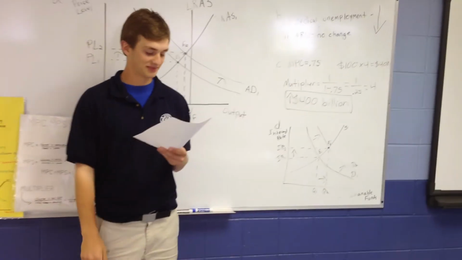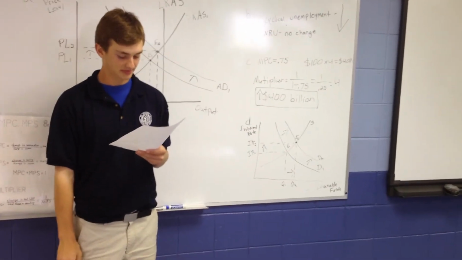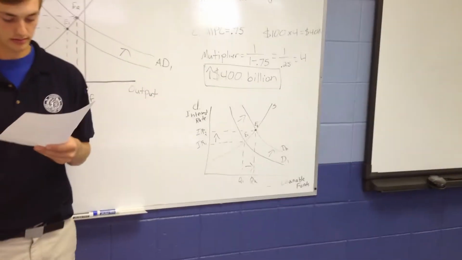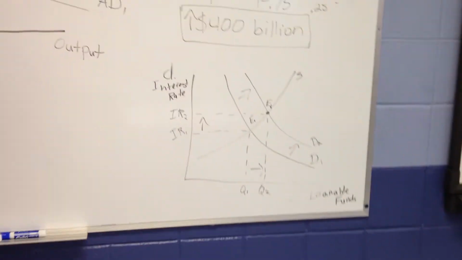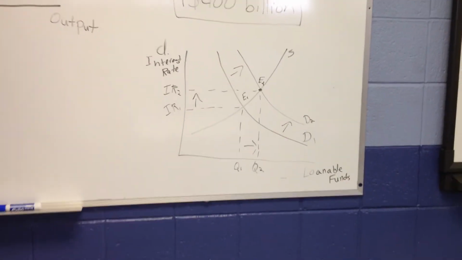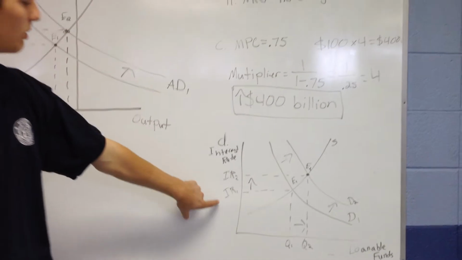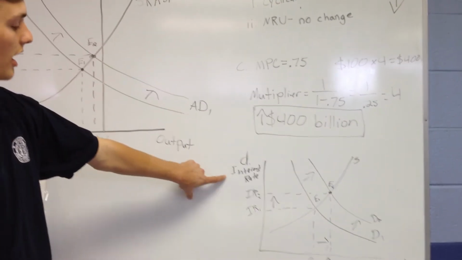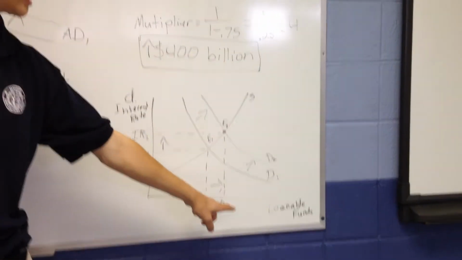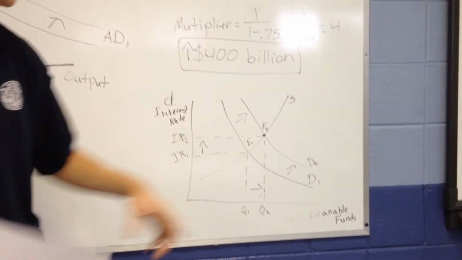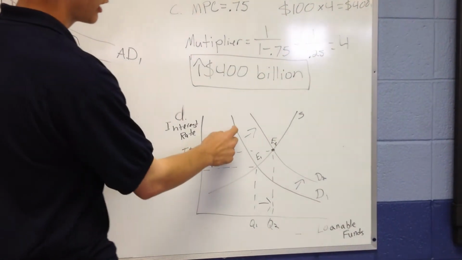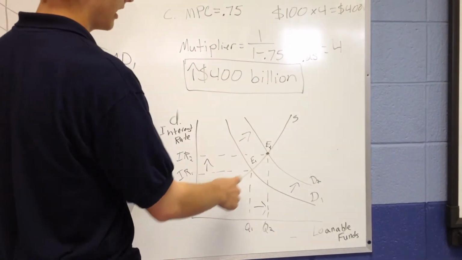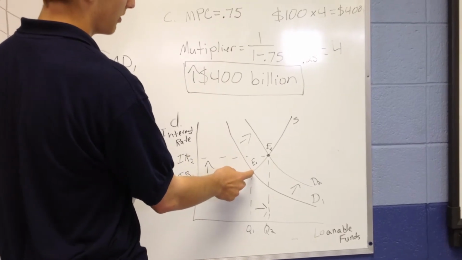Next question. Using a correctly labeled graph of the loanable funds market, show the effect of the $100 billion increase in government spending on the real interest rate. Okay, here's the loanable funds market. The y-axis is the interest rate, and the x-axis is the loanable funds. So here we just have a regular demand and supply graph of the loanable funds.